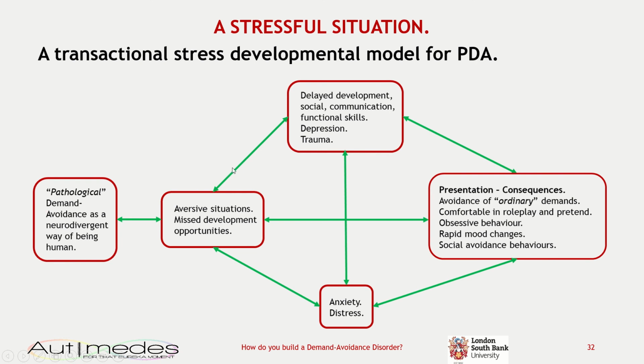So you've got delayed development, social communication, functional skills, depression, and trauma can be present, and these can lead to anxiety and distress. I'm not going to talk about how it works. It should be straightforward for people to use and follow, but just to briefly give an example: if people have rapid mood changes, that can lead to aversive experiences and missed development opportunities, because if a person has rapid mood changes, you're less likely to interact with them.